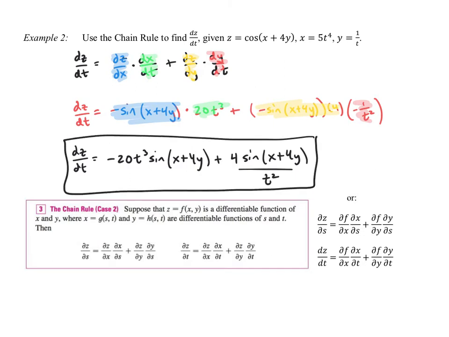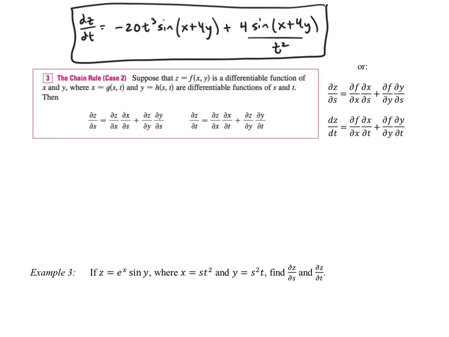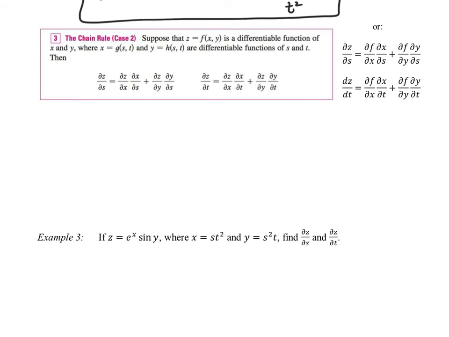Okay, let's go ahead and move on to case number 2. And you could maybe even expect this, I'm not really sure, but the second case here has the same setup initially. Z is made up of a function of x and y. However, x now is made up of a function of s and t, and y is made up of a function of s and t.